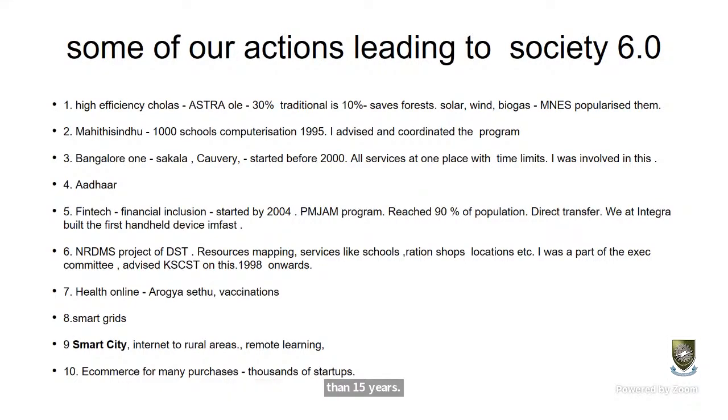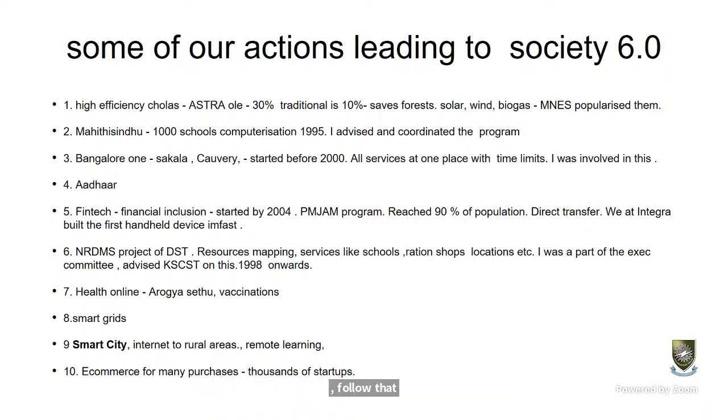Then we have FinTech. We were the first to start the FinTech activity. We started with Indian Bank here, and I built a device called IMFast, which is mobile and can be taken to the rural areas. You can do the enrollment and tell them that your enrollment is done, bank account has been opened, everything. We introduced a concept of a business associate, some shopkeeper there who can do this.